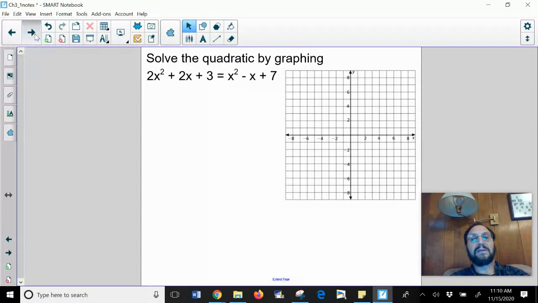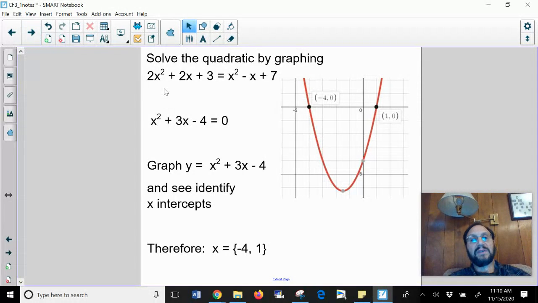So you get this, right? So if I subtract x squared, I get 1x squared. If I add x, I get 3x. And if I subtract 7, I get minus 4. So I've set it equal to 0. I'm going to graph the companion equation to that. Instead of equal to 0, I'm just going to have y equal to that thing instead.